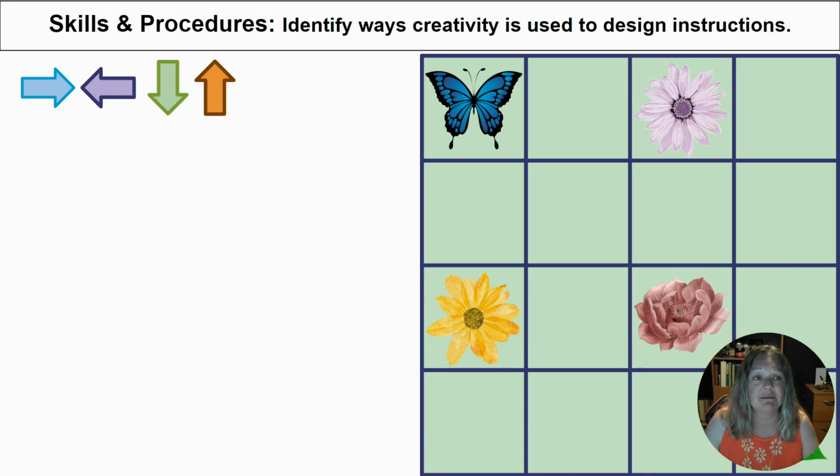So I want to make this butterfly fly to all the flowers. I can give the students this digitally and ask them to copy and paste arrows. We could have this as a printed activity on paper where we're drawing the arrows. I could have the arrows on cards. We could be using something like checkerboards with physical pieces on it.